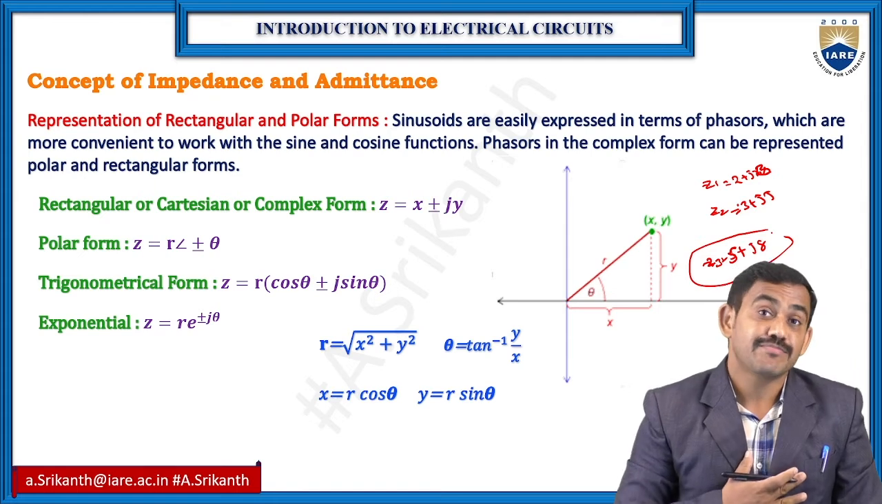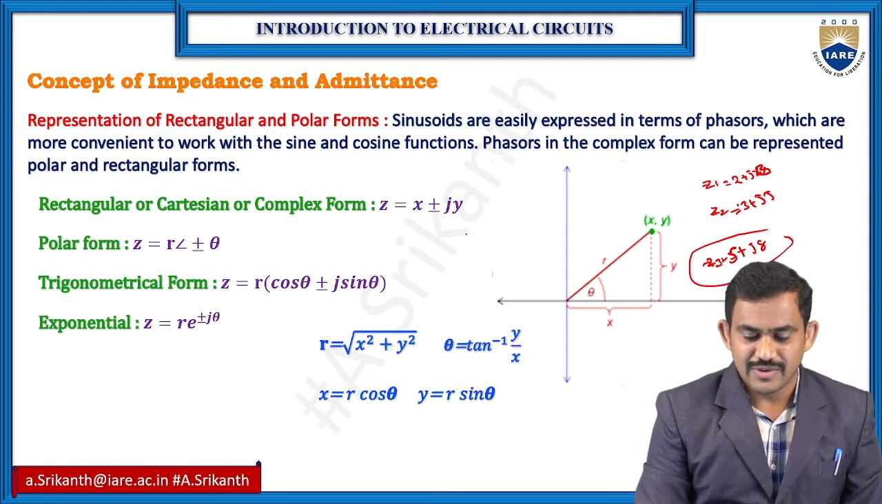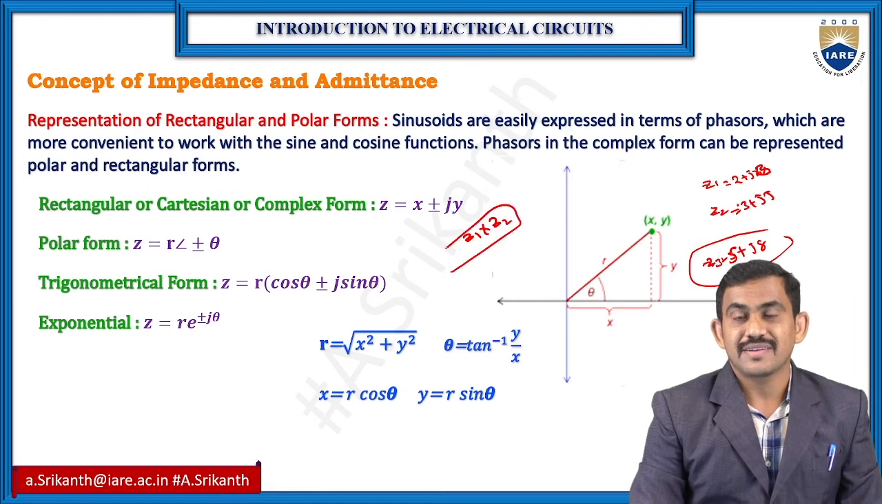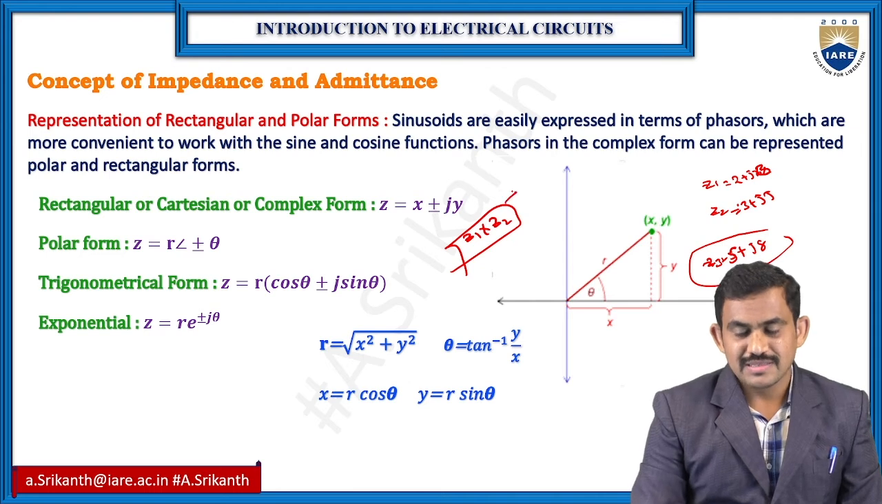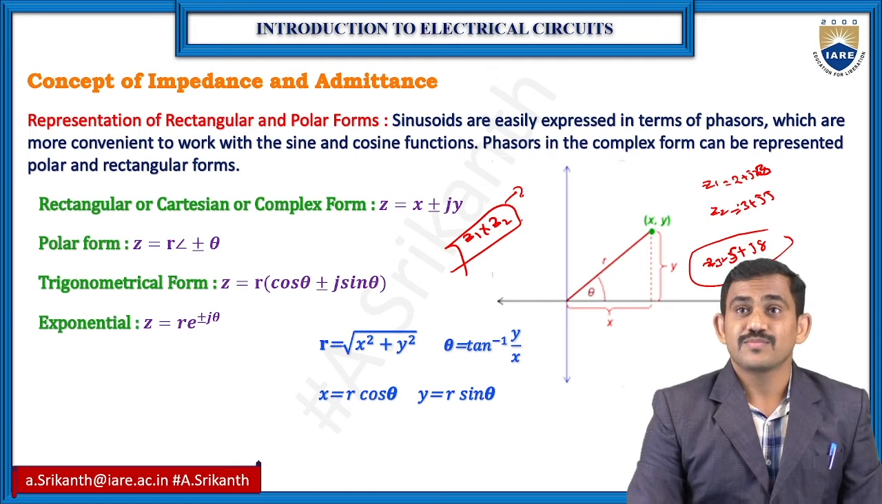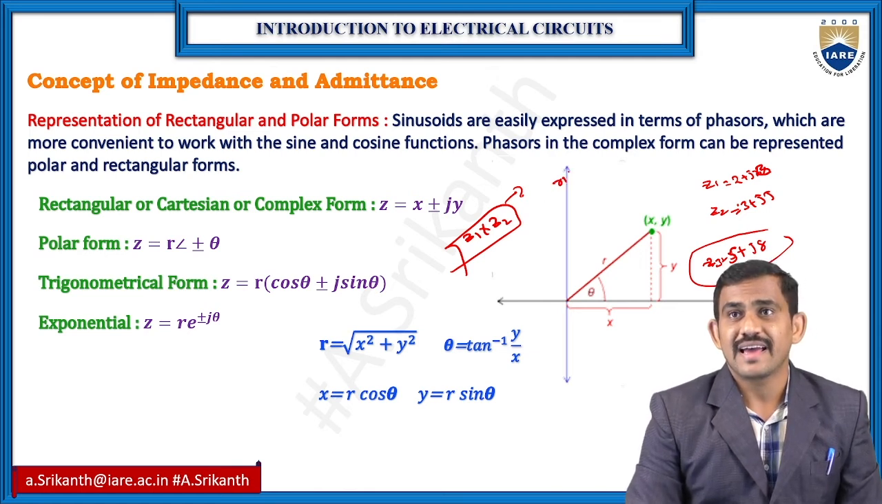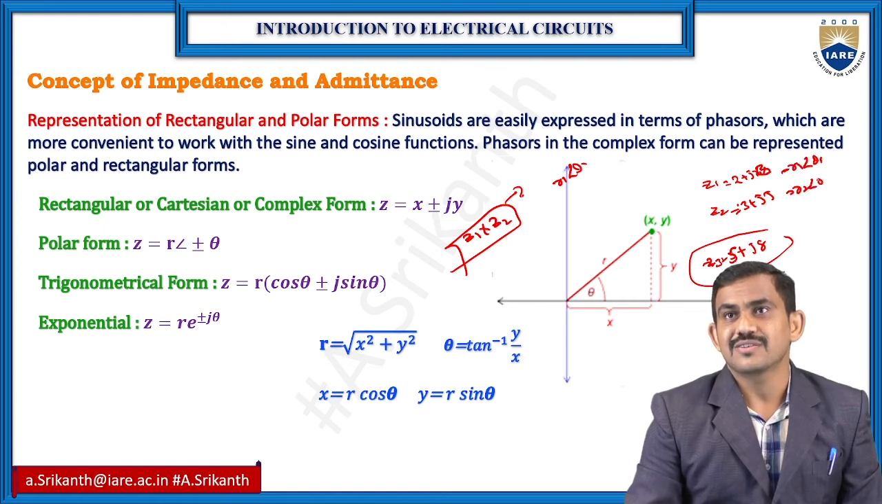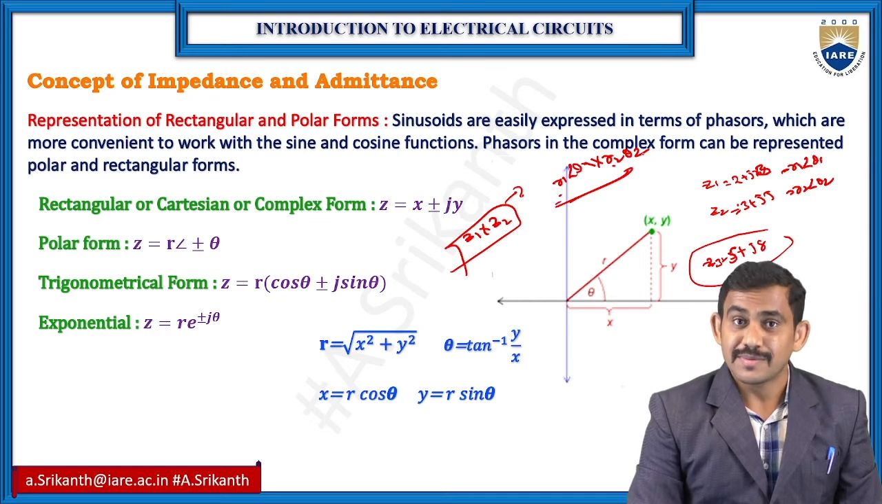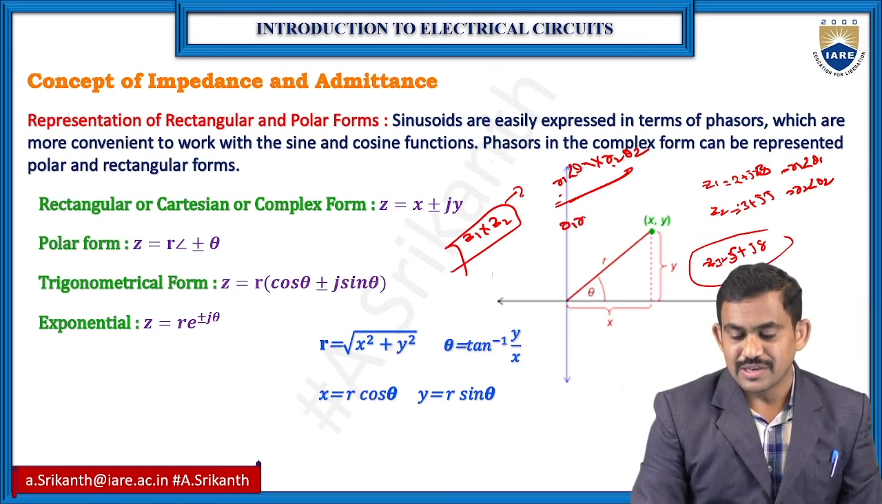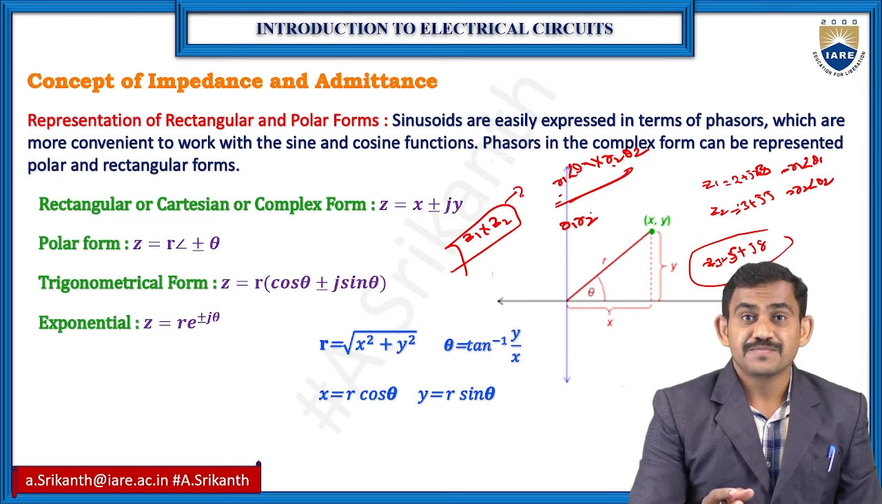If suppose I want to multiply both values, Z1 into Z2, then how is it possible? For this I have to go from rectangular form to polar form. For polar form we have R1 angle theta 1 and R2 angle theta 2. Now you can multiply both: R1 angle theta 1 into R2 angle theta 2. For multiplication, the real values are R1 into R2, and theta is the angle part.